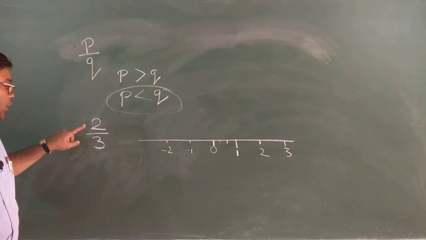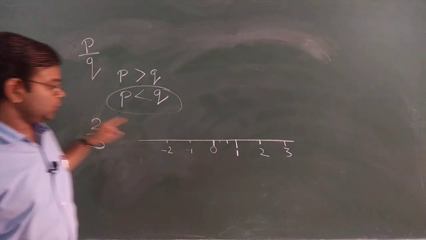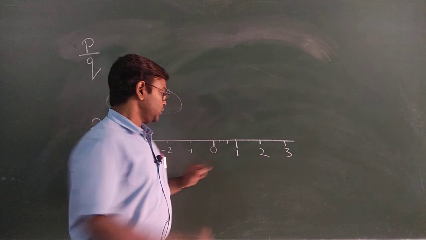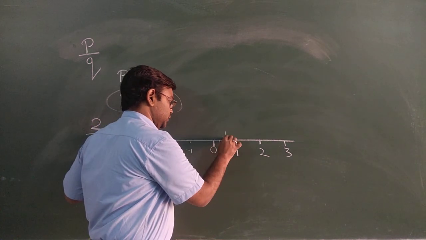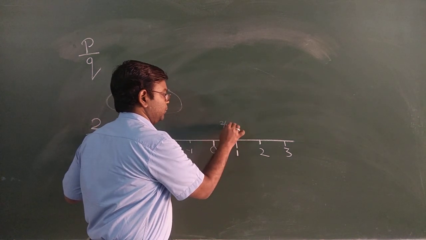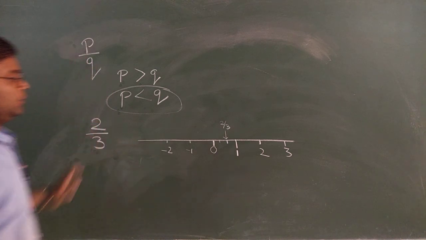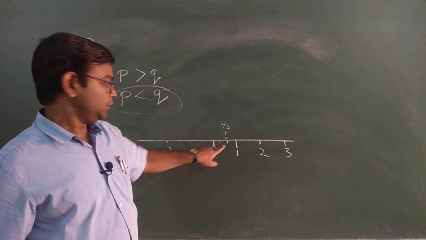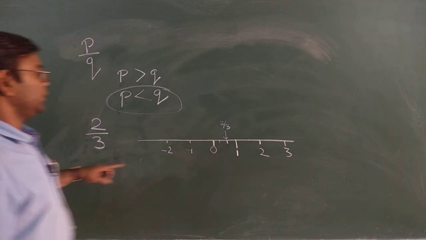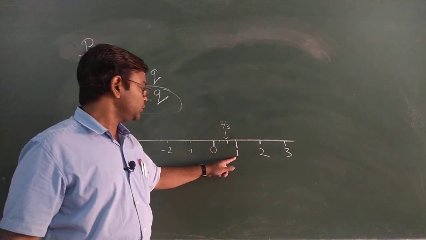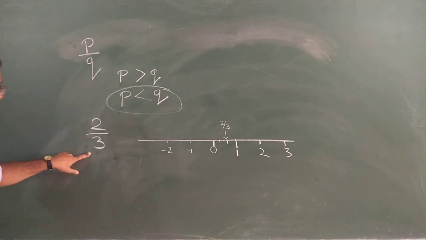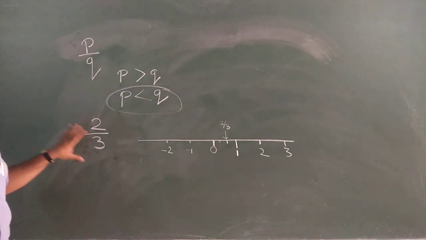Now see what this fraction says. This says that out of 3, 2 parts. So see here, 1, 2, 3. So this one is the position of the fraction 2 upon 3 on the number line, because out of 3 equal parts, we have taken 2 parts starting from 0. Why have we chosen between 0 and 1? Because in this case the numerator is smaller than the denominator, so the value is always less than 1.